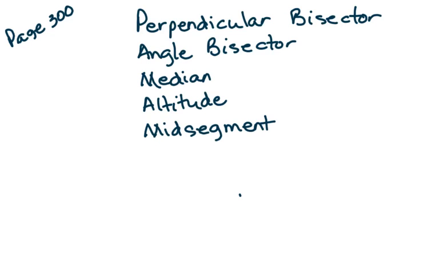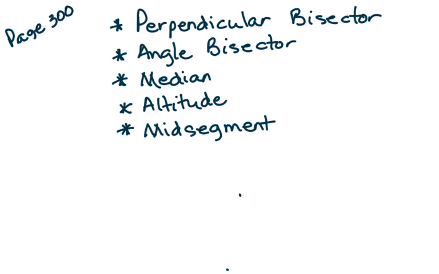We are starting chapter 6 in your book, and there are 5, actually there's going to be more than 5, but there are 5 definitions that I definitely want you all to know. And the first one is called the perpendicular bisector. Then there's an angle bisector, a median, an altitude, and a mid-segment. And I'm going to go over all of these real quick with you.